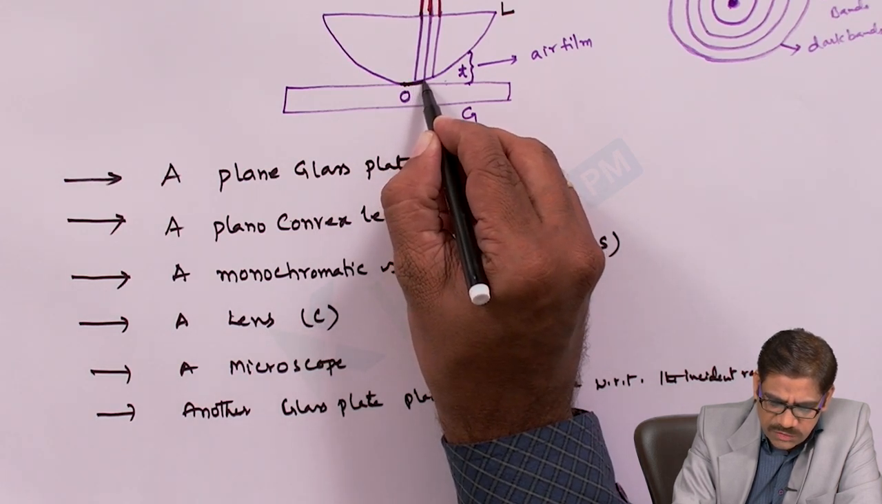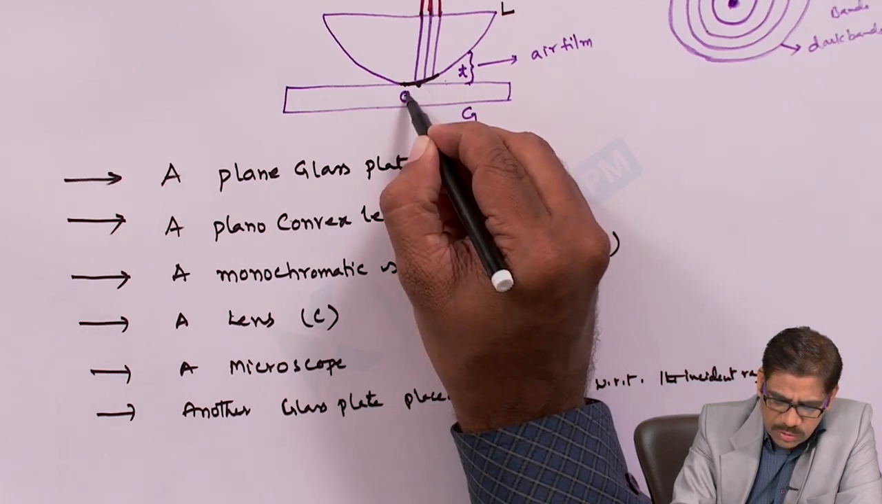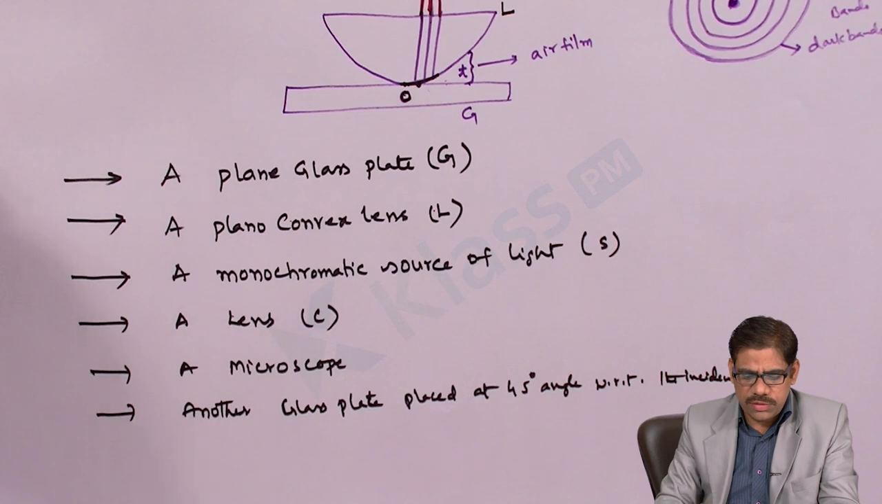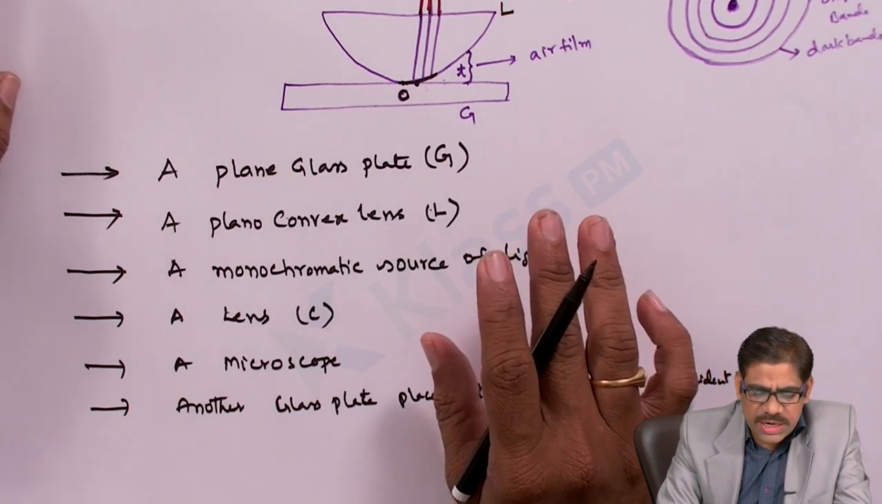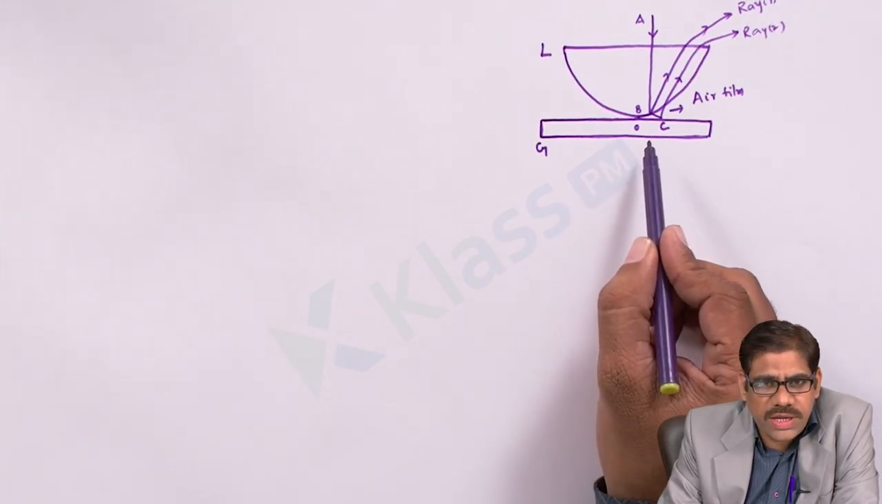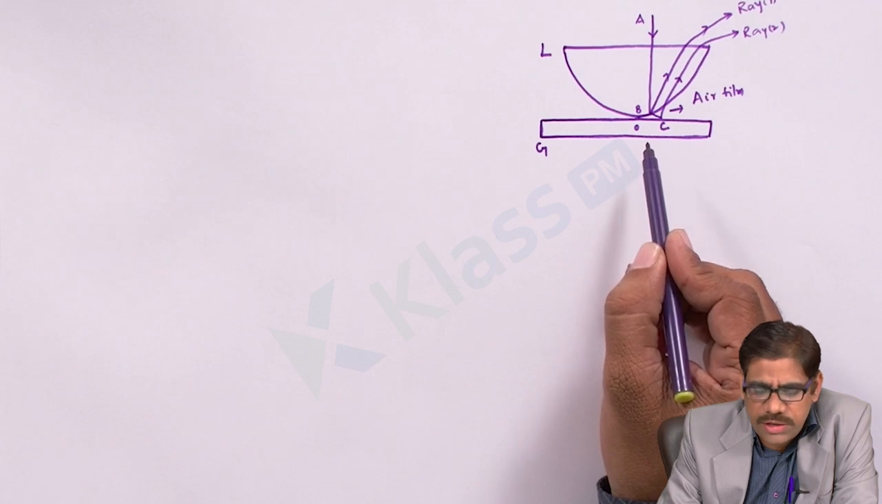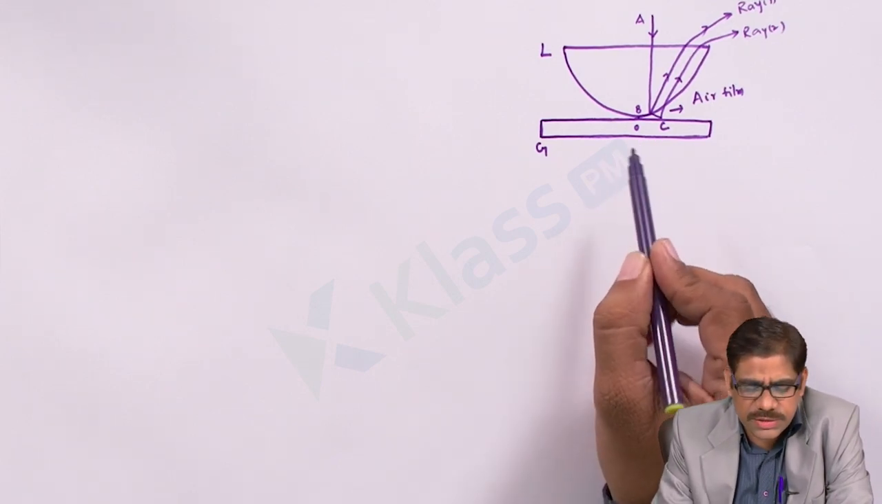So this is the convex surface that we are seeing. Let me name this point as O. So this is how we generally form the experimental setup. From the second figure, we can see the interference pattern that has been formed with respect to the plain glass plate and the convex lens.